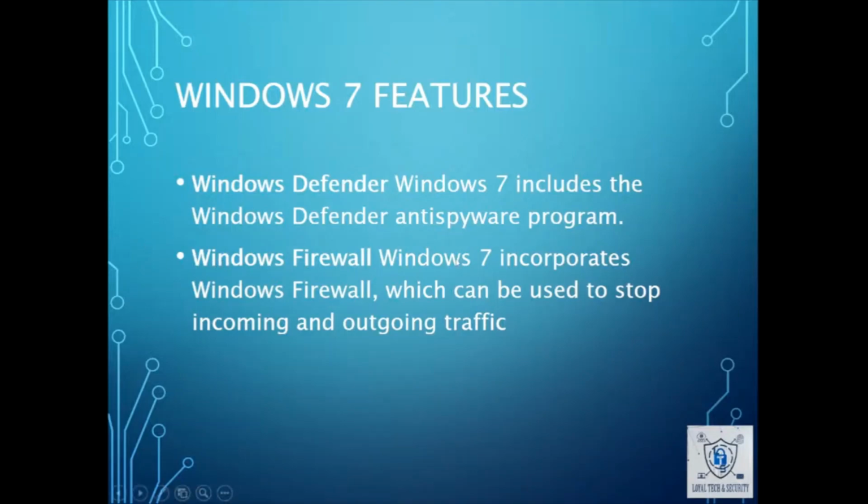Windows Firewall. Windows 7 incorporates Windows Firewall, which can be used to stop incoming and outgoing traffic. Firewall के rules आप implement कर सकते हैं Windows 7 के अंदर for inbound and outgoing connection.